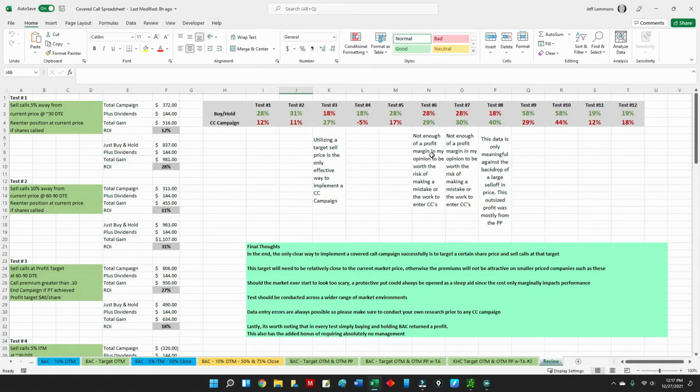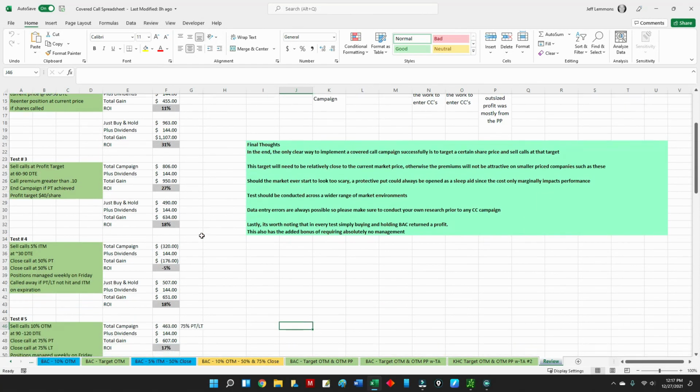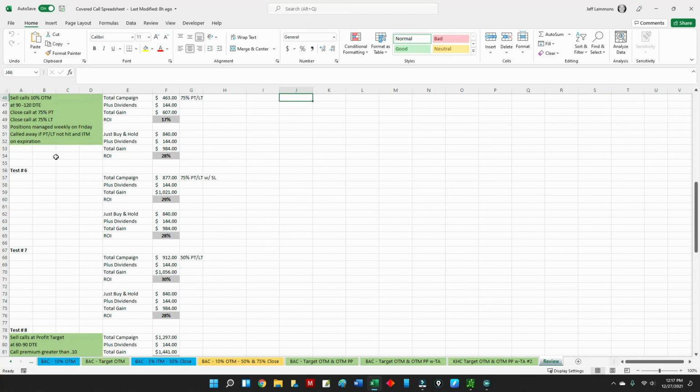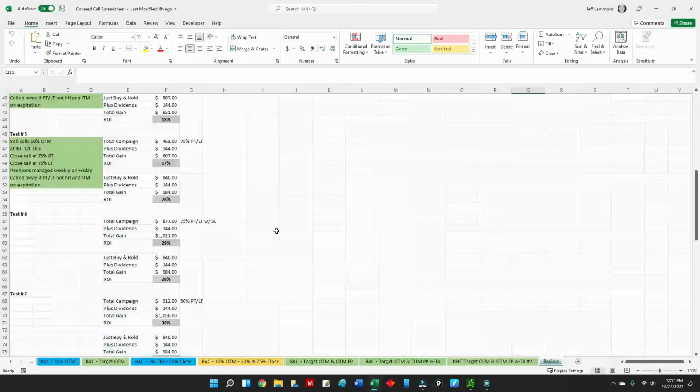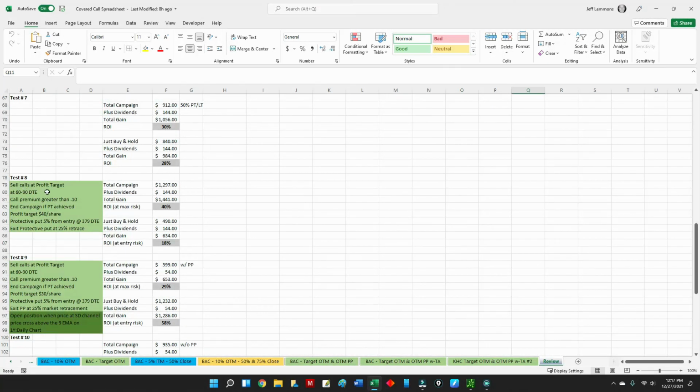Test number six, there wasn't enough of a profit margin, in my opinion, to be worth the risk of making a mistake entering the covered calls. So buying and holding was the winner there. Test number seven, which I believe is just another variation of this. Same note here, not enough of a profit margin to be worth the headache or the hassle of entering the calls and running the risk of possibly entering an order incorrectly while you're searching for a profit target or a stop loss.